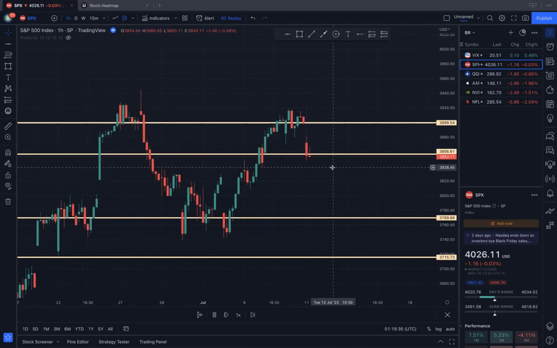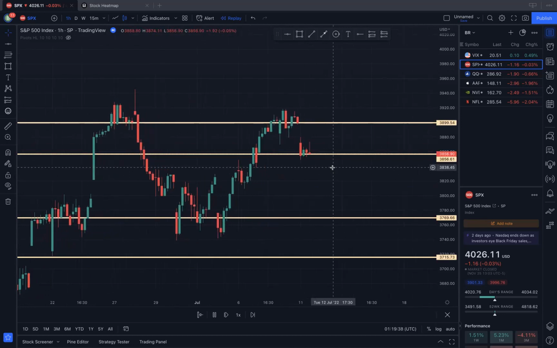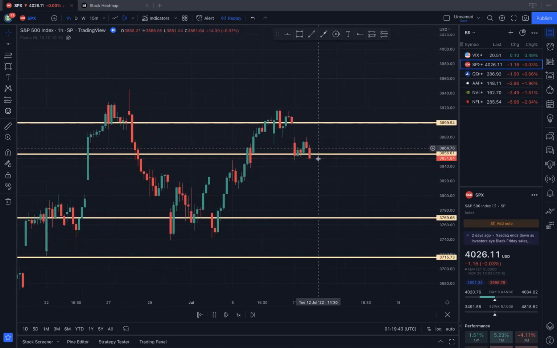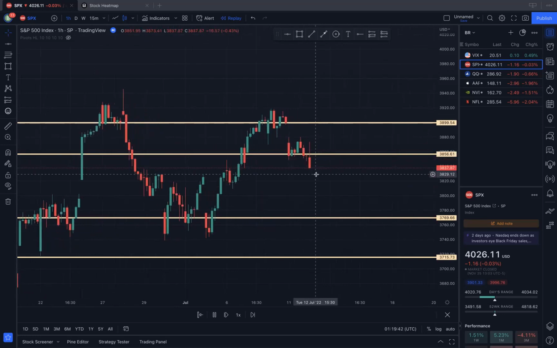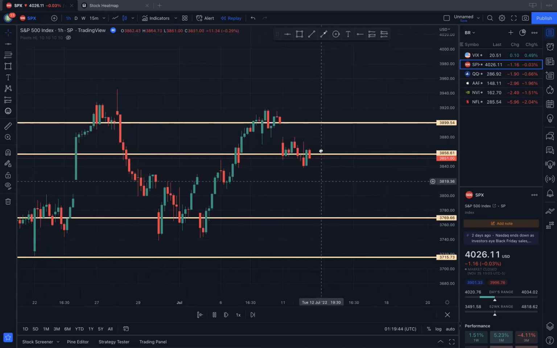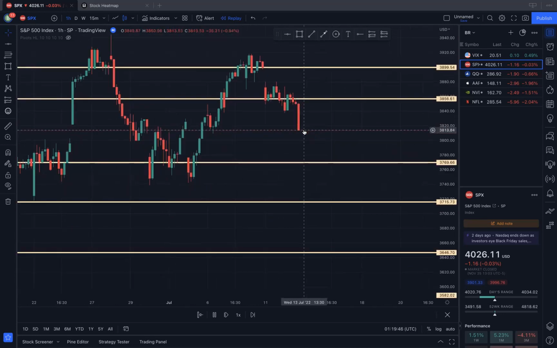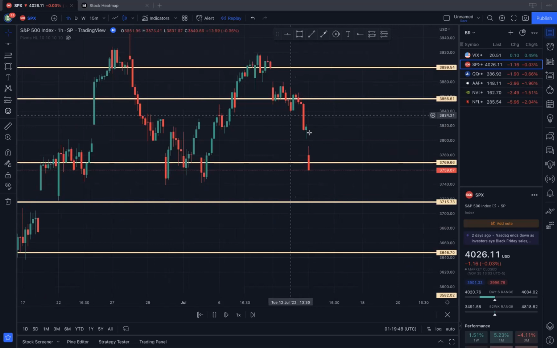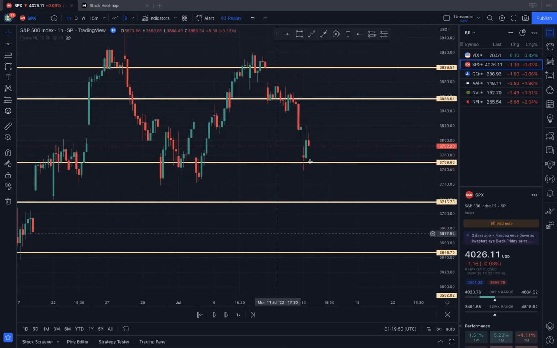Still choppy. Holding this level. We broke below. Still in a lot of chop. And then see when we finally decide to reject that level, we have a nice ride to support, and that's exactly where we bounce.